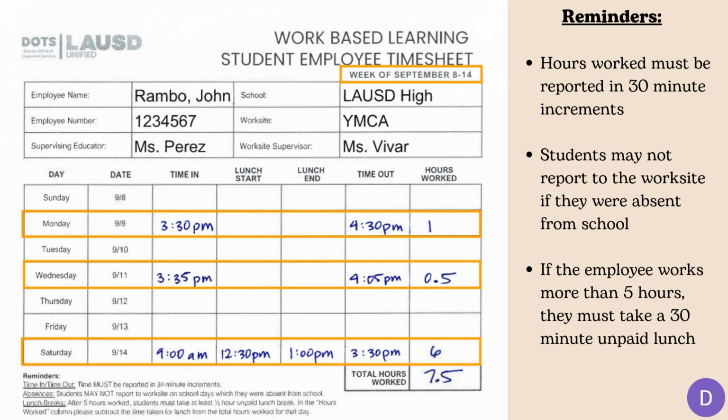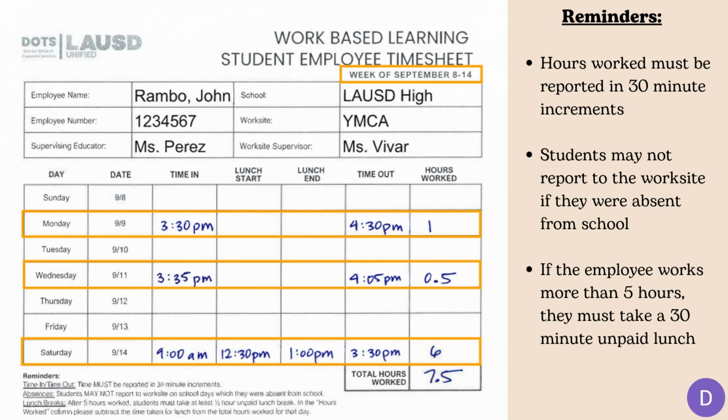As you can see, the top section states the employee's information, such as your name, school of attendance, employee number, worksite, supervising educator, and your worksite supervisor. Please note that the timesheets are dated weekly. This timesheet is used during September 8th through September 14th. Please double check that you're completing the correct timesheet for that week. The second section is where you record the dates and times worked.